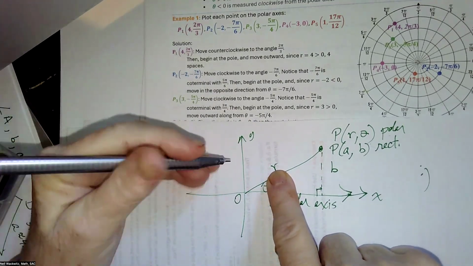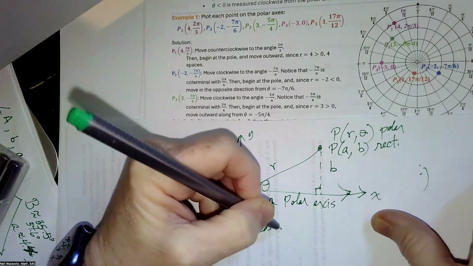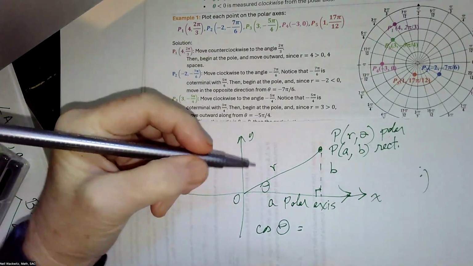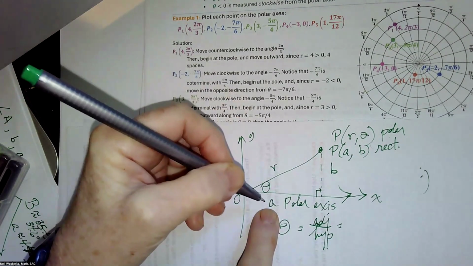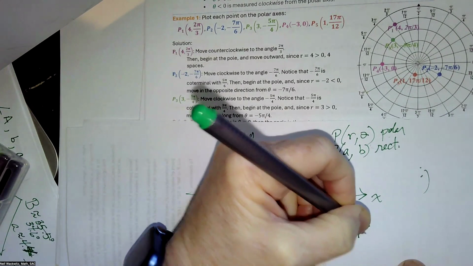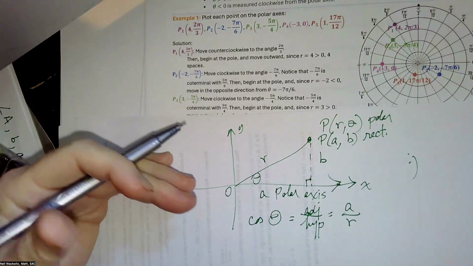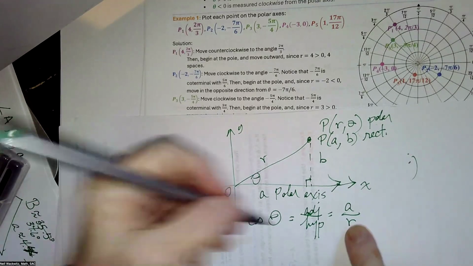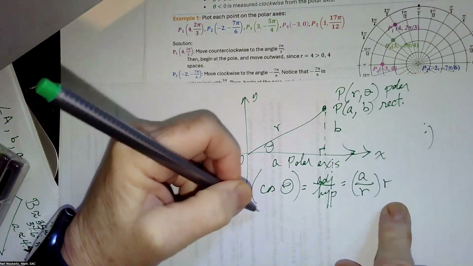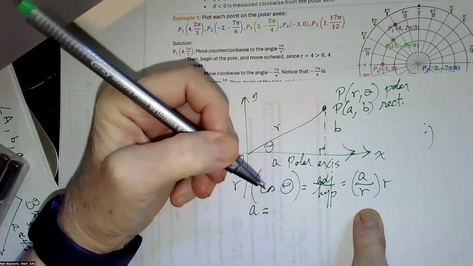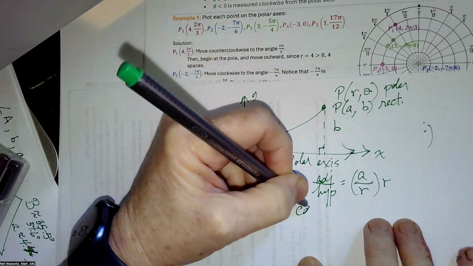So I can see pretty easily, the cosine of theta is adjacent over hypotenuse, is little a over r. But I'd like to solve for little a so that if I start in polar coordinates, I can get to rectangular. So I'm going to multiply both sides by little r. And we get that little a, or x, however you set it up, will be equal to r times the cosine of theta.